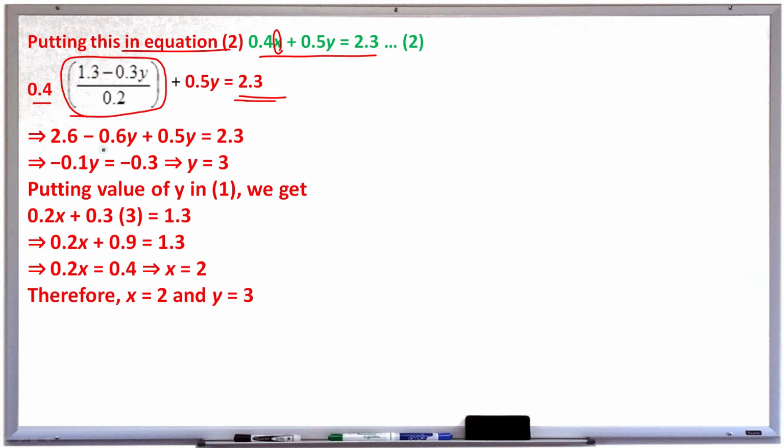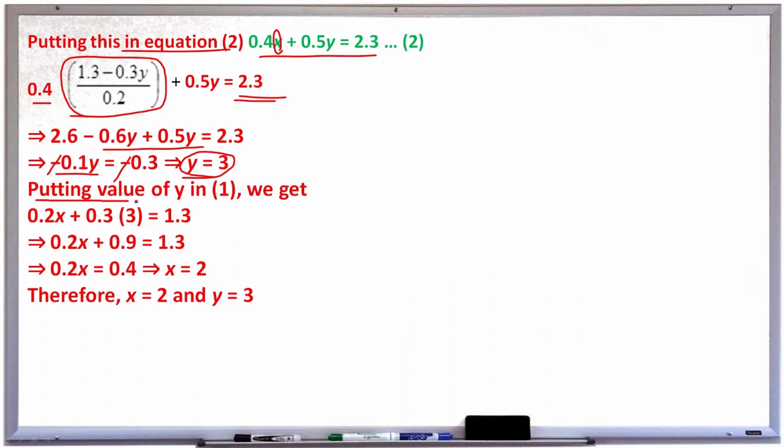So simplifying, minus 0.6y plus 0.5y, you will get minus 0.1y is equal to minus 0.3. So minus minus will cancel. So you will be getting y is equal to 3. Y is equal to 3.